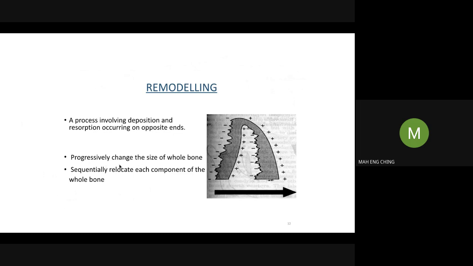This progressively changes the size of the whole bone, sequentially relocating each component of it. Because the bones are joined together, your maxilla is joined to the base of the skull, and your mandible is joined to the maxilla.